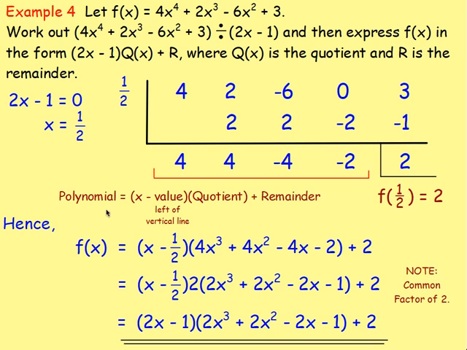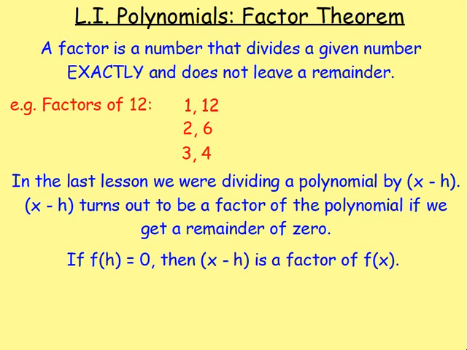But if you have to rewrite that, which you're asked for in this question, then you remember you do x minus the value to the left of the vertical line. So in this case, it's going to be x minus half times this quotient plus that remainder. So don't just write it as 2x minus 1 times something. It's always x minus that number to the left of the vertical line.